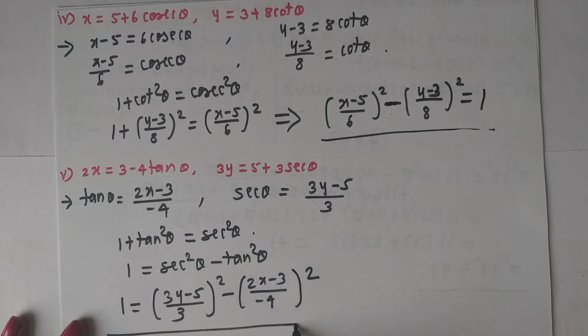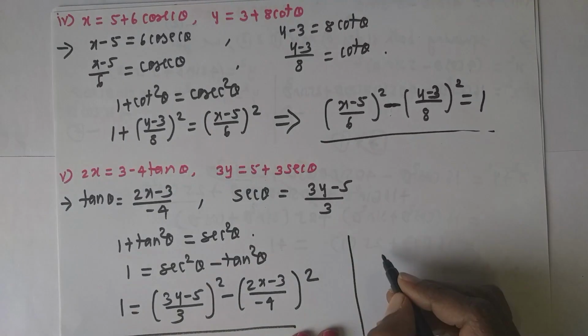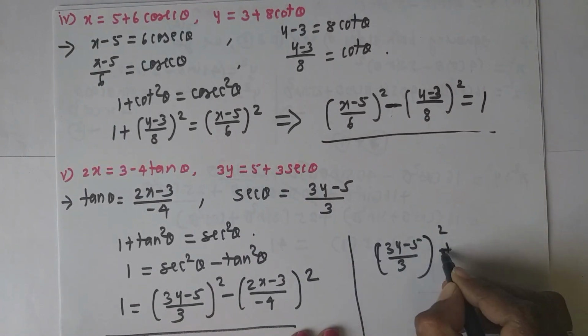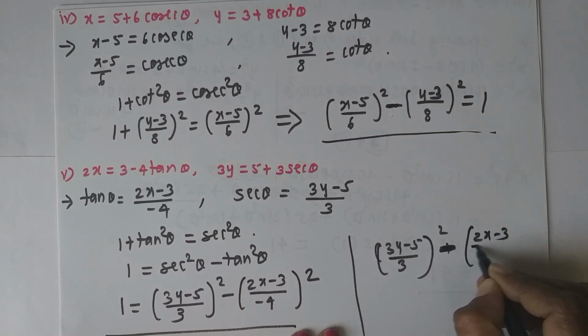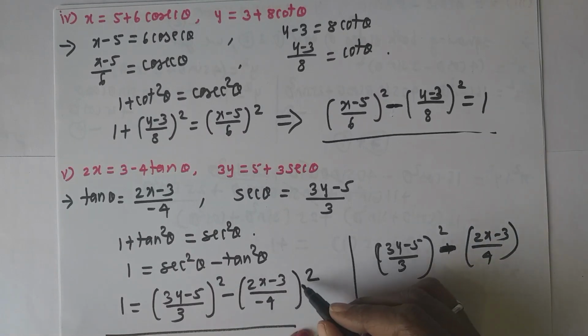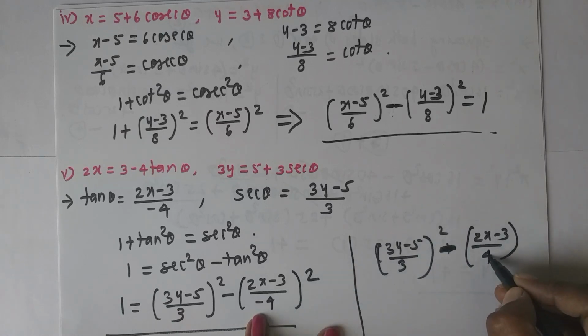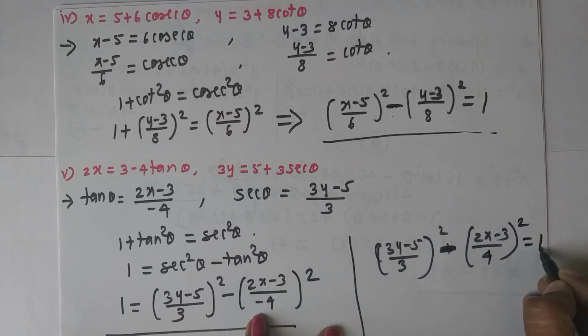You write down either in this way or you write down like this: 3y minus 5 divided by 3 bracket square minus 2x minus 3 divided by minus 4, and its square means this is 4 into minus 1. Its square means simply 4. Its square equal to 1. Okay. Let's see the next question.